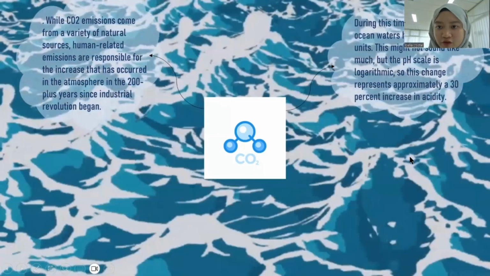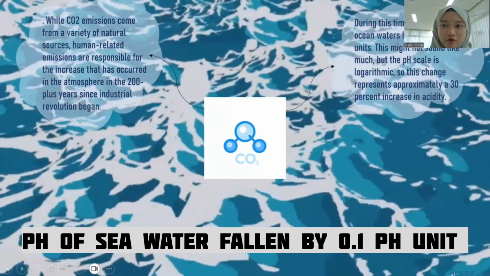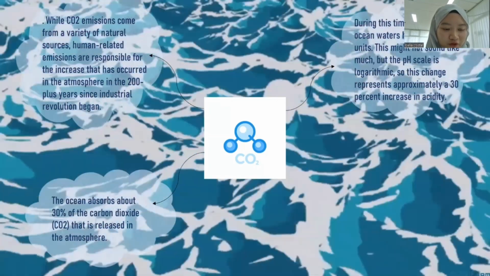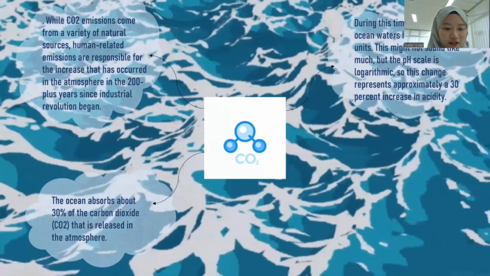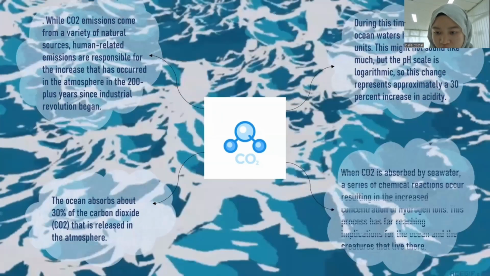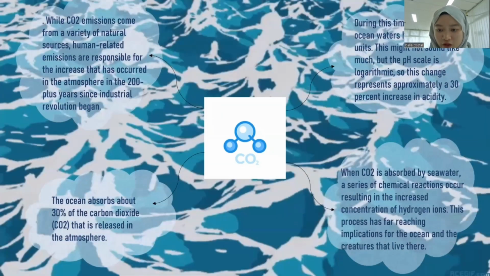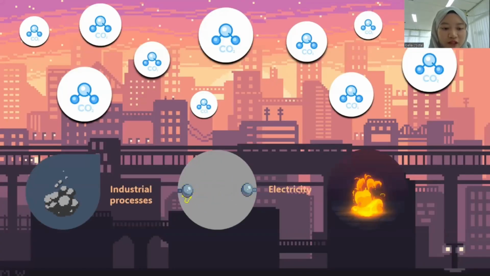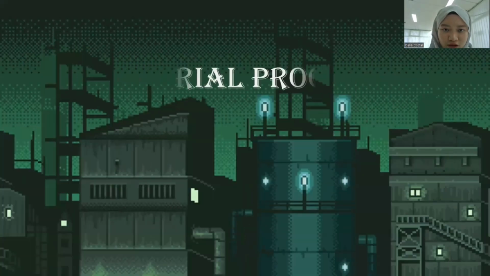During this time, the pH of surface ocean water has fallen by 0.1 pH units. The ocean absorbs about 30% of the carbon dioxide that is released into the atmosphere. When carbon dioxide is absorbed by water, a series of chemical reactions occur. The release of carbon dioxide is caused by industrial processes, electricity, and burning of fossil fuels.